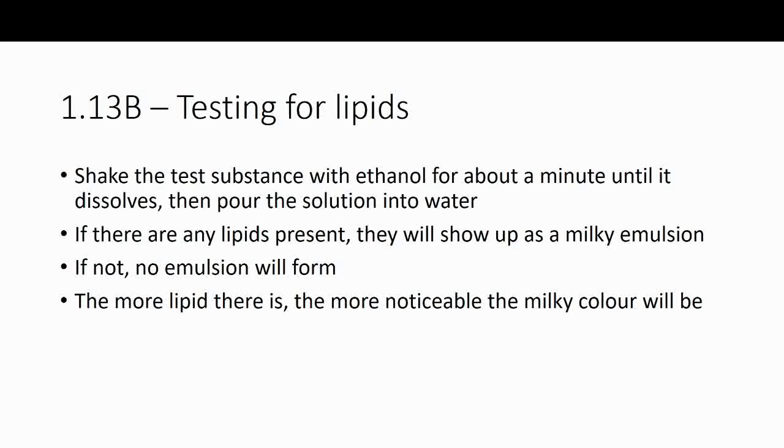To test for lipids, shake the test substance with ethanol for about a minute until it dissolves, then pour the solution into water. If there are any lipids present, they will show up as a milky emulsion. If not, no emulsion will form. The more lipid there is, the more noticeable the milky colour will be.